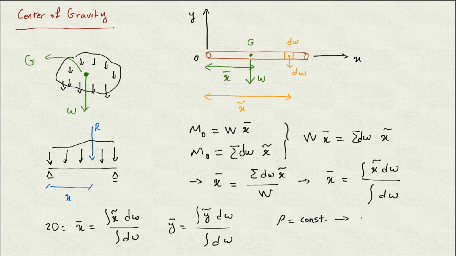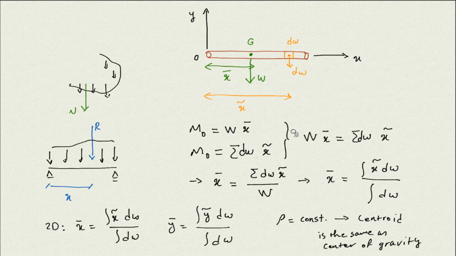So in other words, the centroid is the same as the center of gravity. This is one point we want to know before moving on. If we have an object that has a constant density, in that case, the centroid of that object is the same as the center of gravity. Knowing that, the next thing I want to talk about is the centroid, and how we work with it.